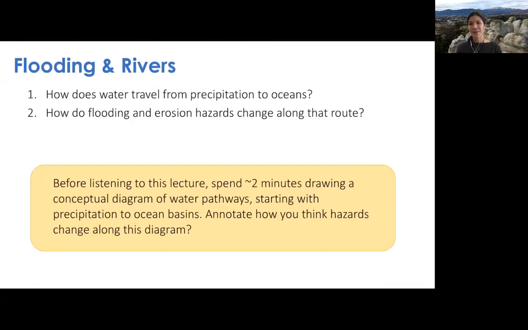Don't erase your first diagram. You'll be turning these in as homework, and I love to see that progression in your thinking. All right, so that's the end of part 2 of flooding and rivers.